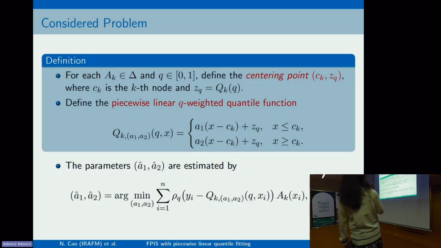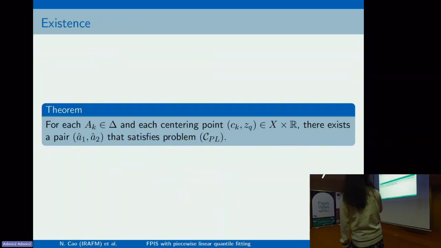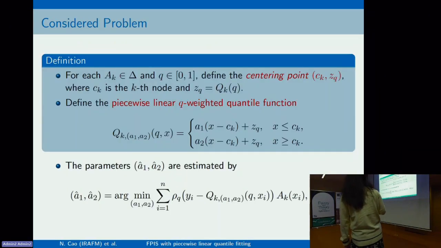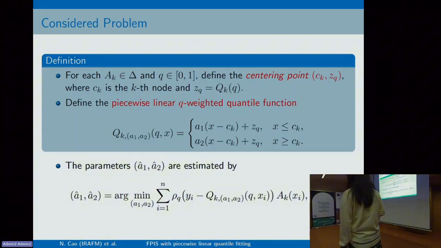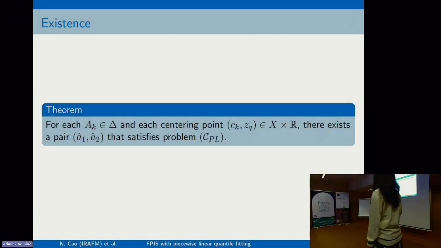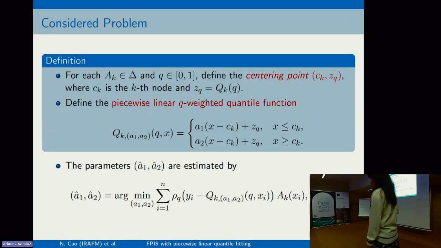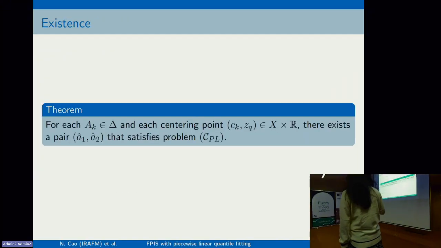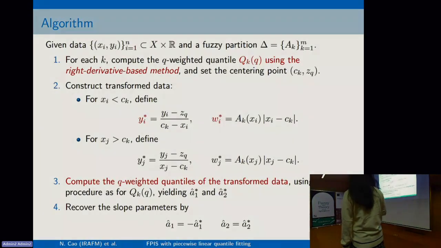We have one theorem about this, to answer the question: do the slopes A1 and A2 always exist to satisfy this equation or not? We can prove it. A pair of slopes always exists to satisfy this minimization. And we propose the algorithm, not solving by the linear programming problem, but by the derivative.